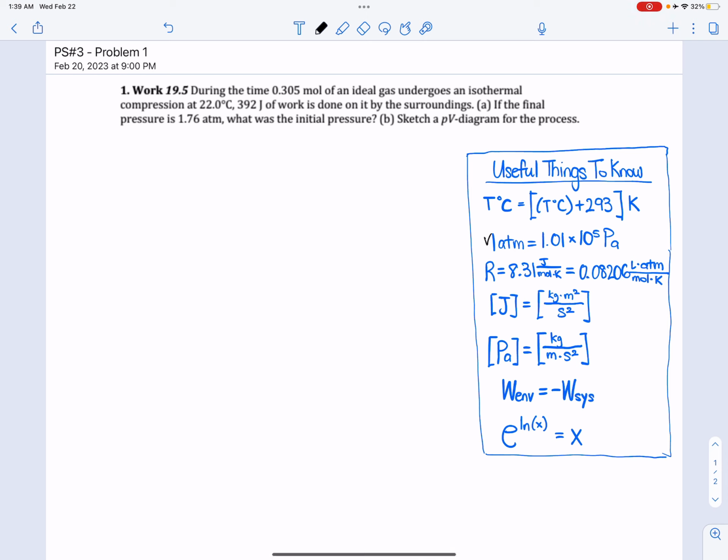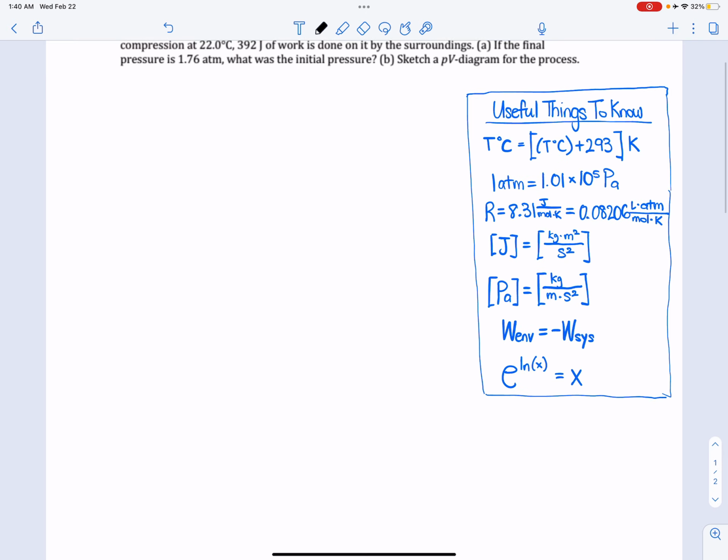The second thing to know is 1 atm is equal to 1.01 times 10 to the 5th pascals. Third thing is that the constant R is equal to 8.31 joules per mole times Kelvin, and it is also equal to 0.08206 liters times atm over moles times Kelvin. These two are equal to each other, they just have different units in the numerator. So you're going to choose which constant for R you want, depending on the units you want to cancel out and the units given in the problem.